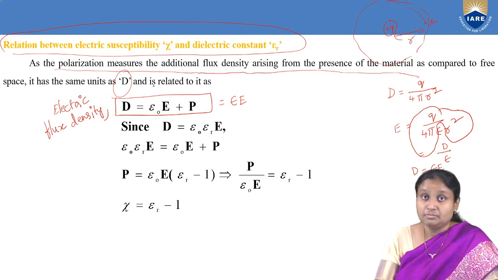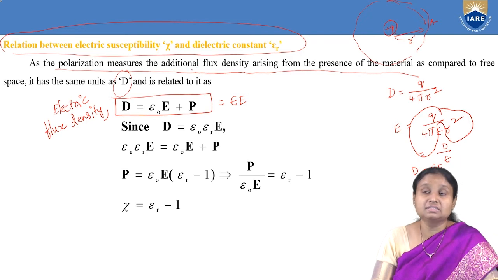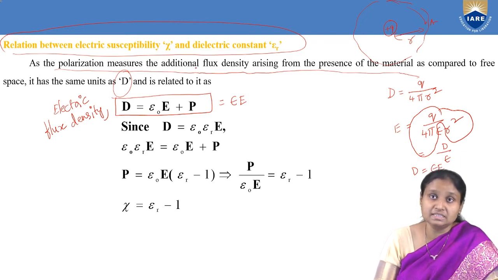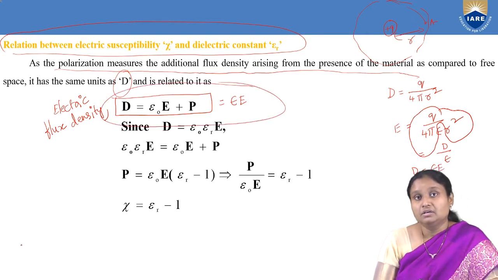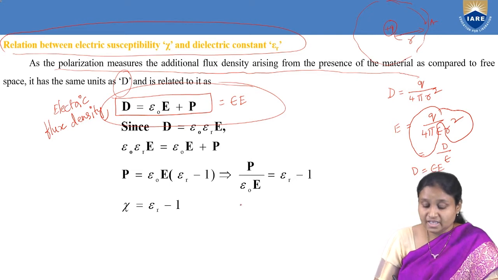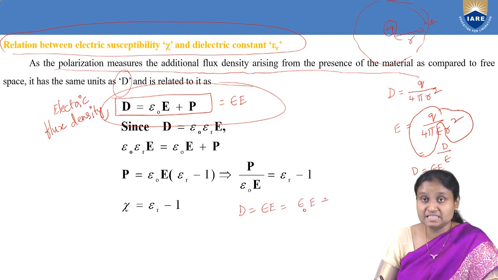And also this D, because polarization measures additional flux density compared to free space, has the same unit as P. So what is the relation between D and P? This is a very important relation: D equals epsilon naught E plus P. We have to remember this relation. From this relation, we will get a very important equation relating electric flux density and the dielectric constant. As we have seen, D is defined as epsilon E, and it is also defined as epsilon naught E plus P.